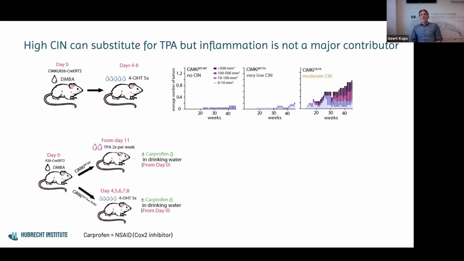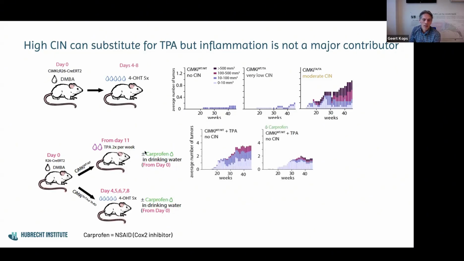All right, so does this mean that instability is indeed an inflammatory response? So what we did is we then treated the mice with an inflammation inhibitor, so carprofen, which is a COX-2 inhibitor. We put it in drinking water. As a control, we did it in the classical model of DMBA, TPA, and then inhibiting inflammation. Or we did DMBA, chromosome instability, just like here, and then we inhibited inflammation.